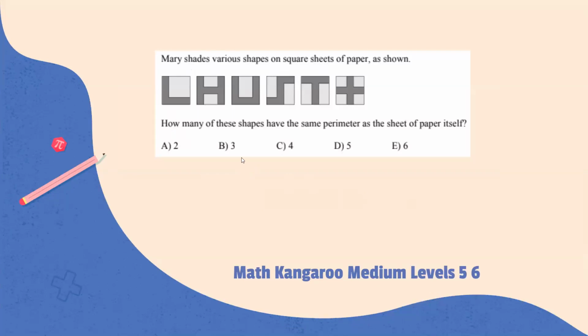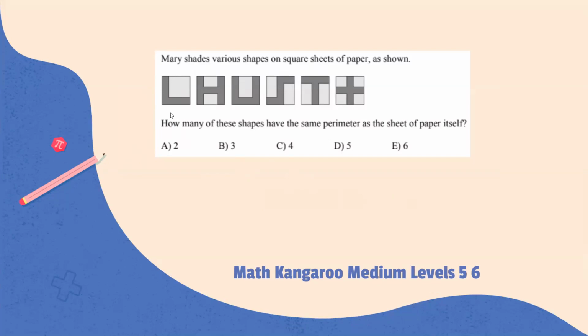Now we have some shapes. How many of these shapes have the same perimeter as the sheet of paper itself? So for those of you that don't know what a perimeter is, it's just the length of the outer edges, right? So the length of this entire box would be, they would all be the same, right?